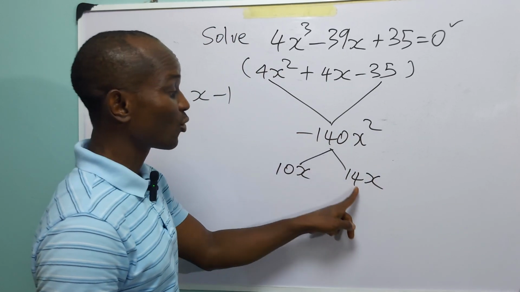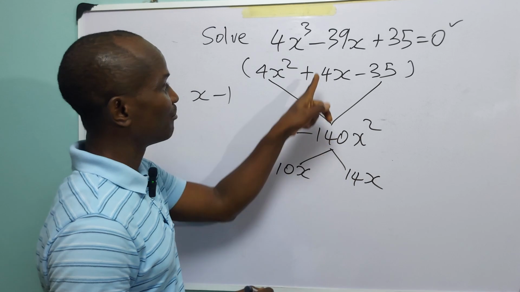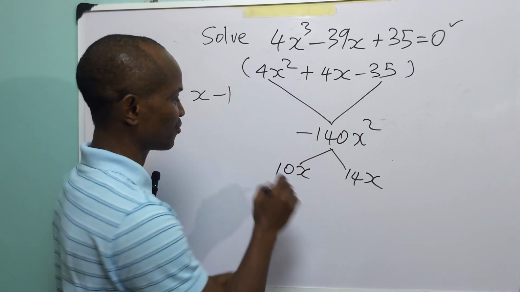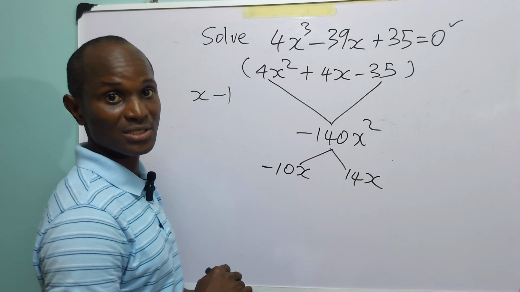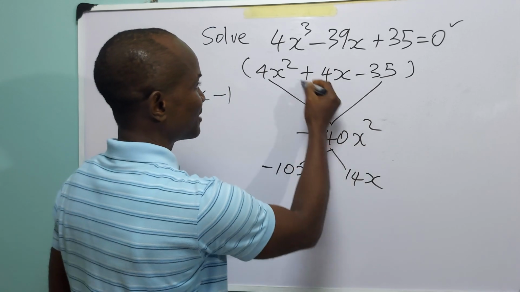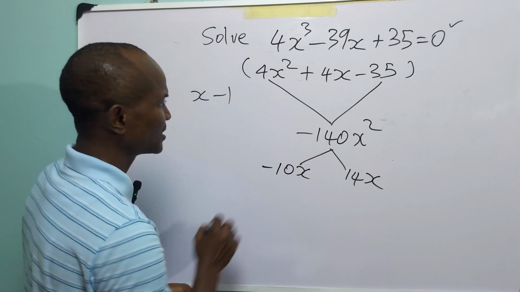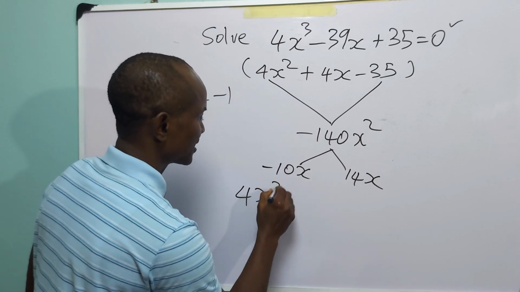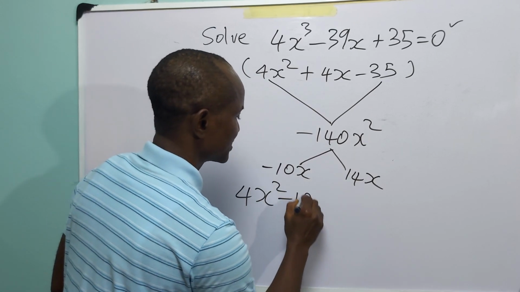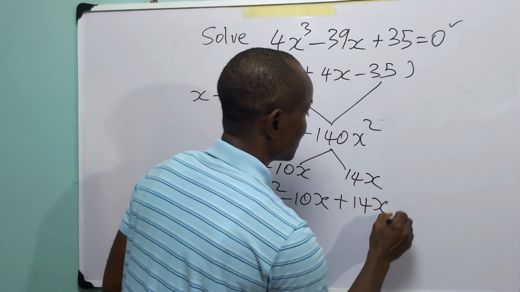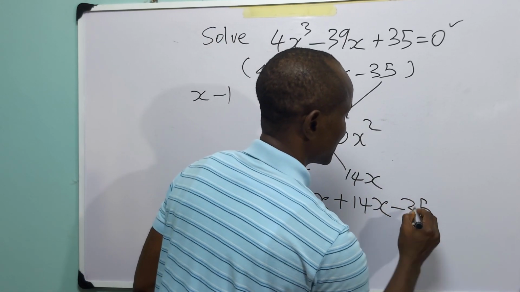This is negative, so one of them must be negative. But their sum is positive, so the smaller one has to be the negative one. So this is minus 10x plus 14x. Now, we replace the plus 4x with these two quantities. So we have 4x squared minus 10x plus 14x minus 35.